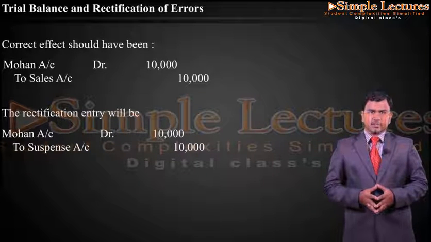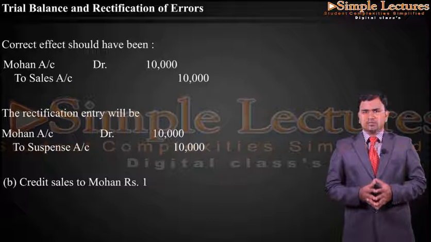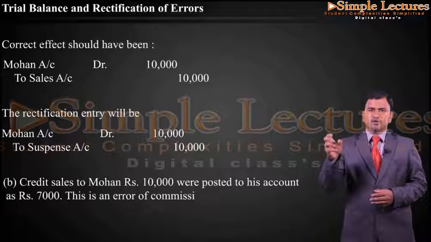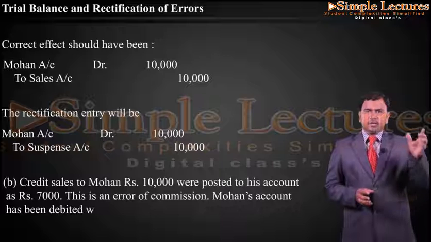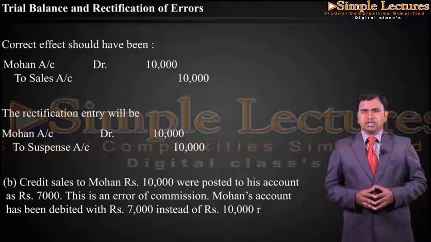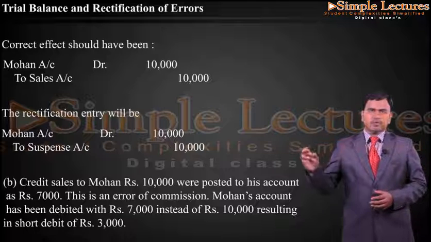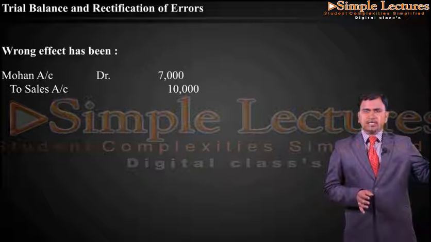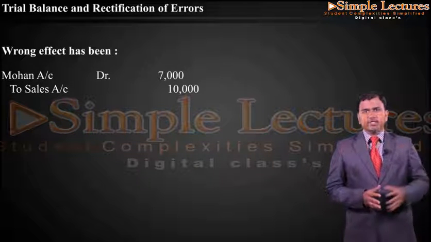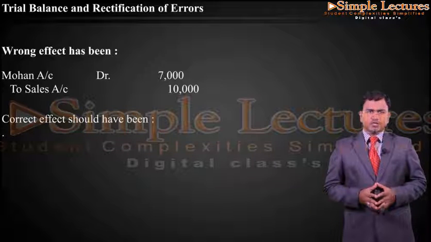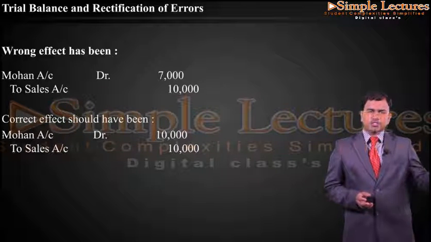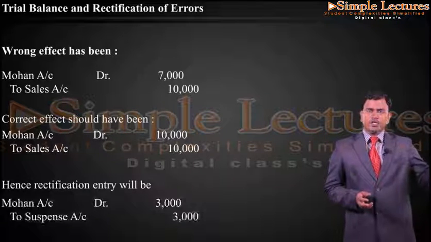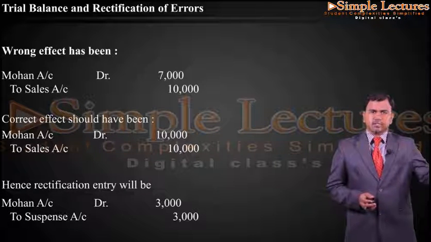Now, let us take another example here. Credit sales to Mohan rupees 10,000 were posted to his account as 7,000. This is an error of commission. Mohan's account has been debited with rupees 7,000 instead of 10,000, resulting in a short debit of rupees 3,000. The wrong effect has been Mohan account debtor 7,000 to sales account 10,000. The correct entry should be Mohan account debtor 10,000 to sales account 10,000. Hence, the rectification entry will be Mohan account debtor 3,000 to suspense account 3,000.